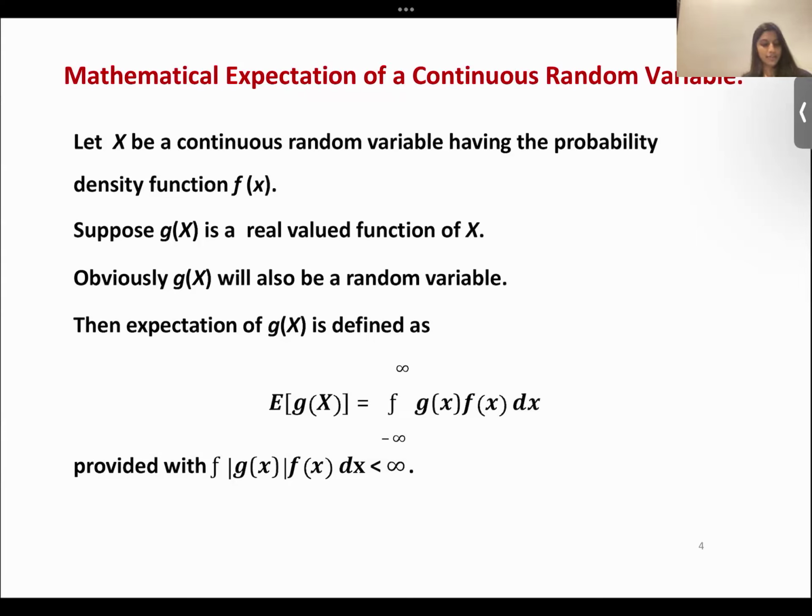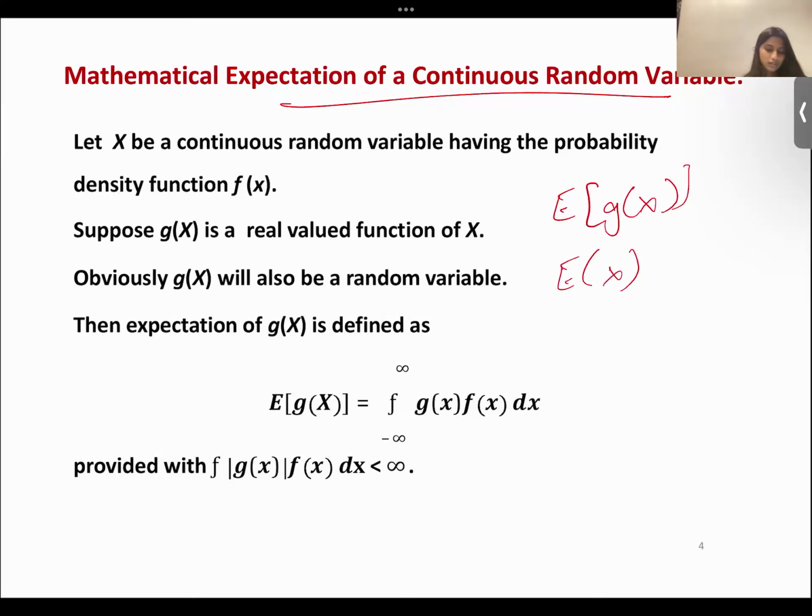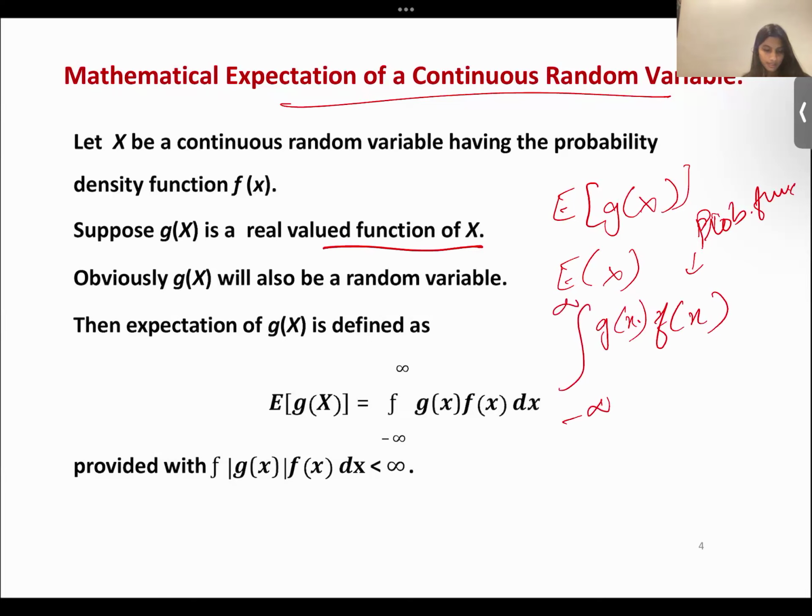Okay, so how do you mathematically define the expectation of a continuous random variable? It is denoted by expectation of g of x, like expectation of x, whatever you want. It is nothing but the probability density function or the probability mass function, so basically the probability function, multiplied by g of x. So g of x is a real valued function of x. You denote this by the summation or integral of g of x into f of x dx.